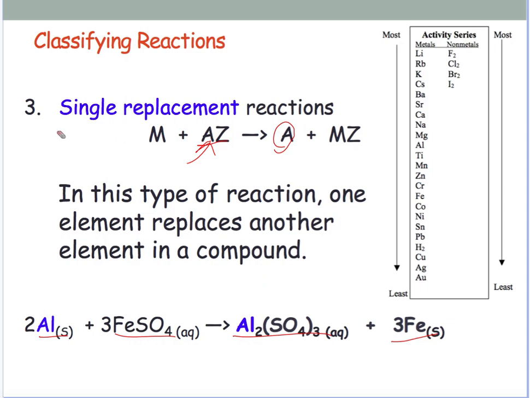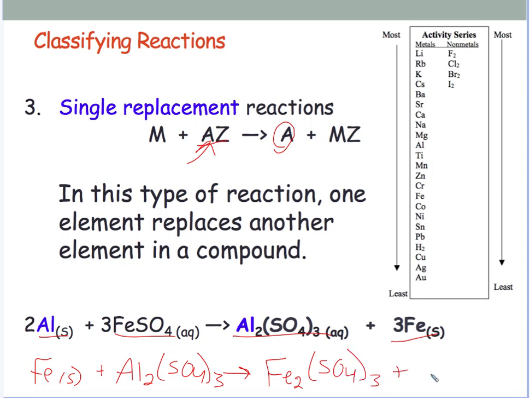So now my question is, what if instead of aluminum reacting with iron 2 sulfate, I had iron as a solid reacting with aluminum sulfate? If this goes, aluminum and iron are going to switch, so we'll then get, we'll call it iron 3 sulfate this time, just for the sake of doing something different, and aluminum. Okay, and it's almost balanced. So we balance it out, we'll put a 2 here, and we'll put a 2 here.